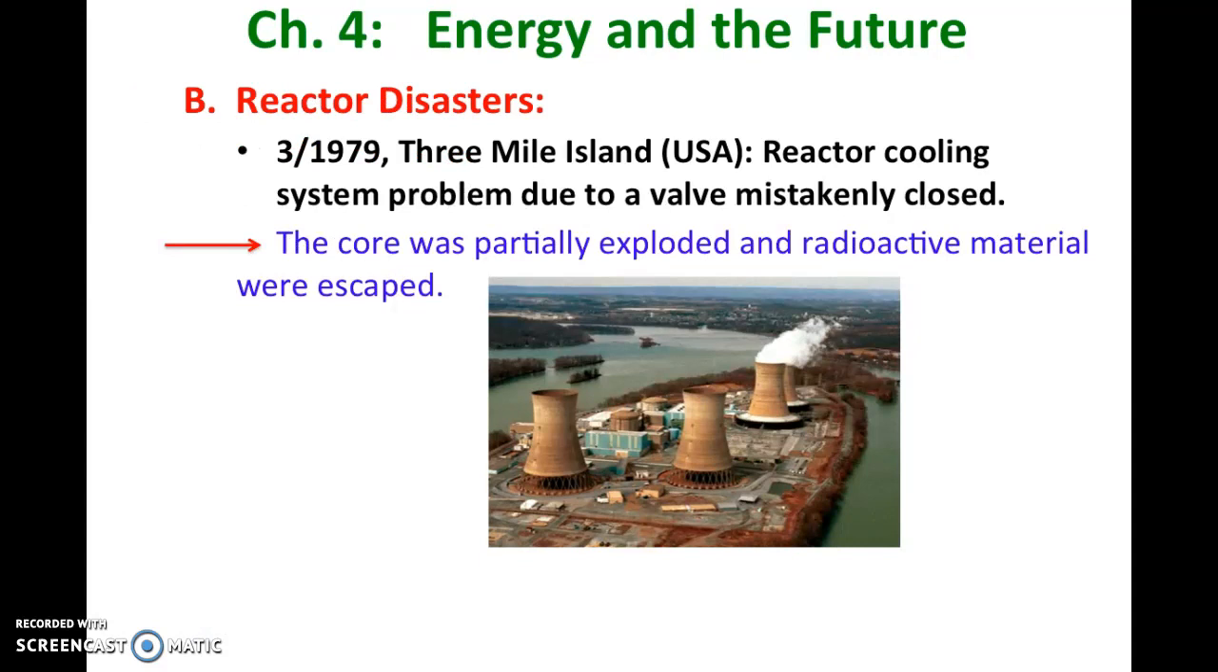Usage of nuclear energy takes risks because reactor disasters may occur. 3 significant reactor disasters occurred historically. The Three Mile Island reactor disaster occurred in March 1979 in the USA. Due to a valve mistakenly closed, the cooling system was damaged. The reactor partially melted down and radioactive materials escaped.